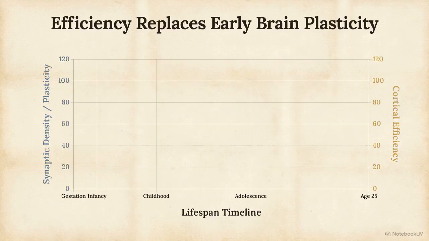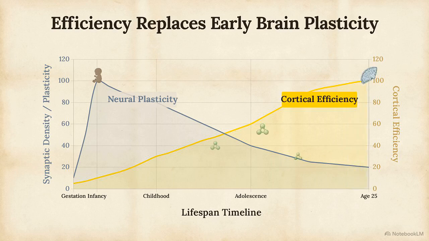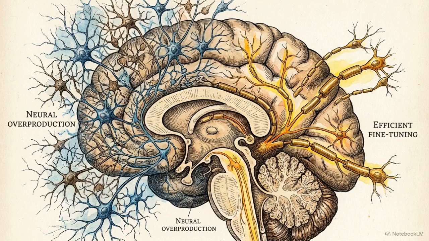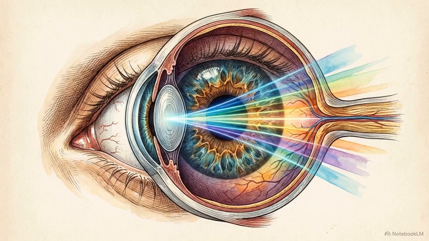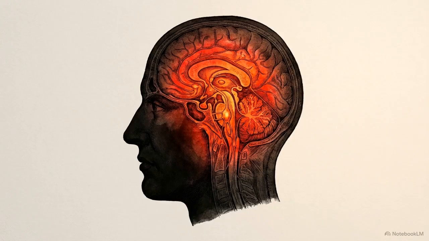This graph maps the trade-off. Plasticity peaks early in development, providing the young brain with massive flexibility. Efficiency, however, is a late-blooming trait, rising only as the pruning process finishes in our mid-20s. This shift from high plasticity to high efficiency explains why we have early sensitive periods, why we forget our infancy, and the roots of adolescent behavior.